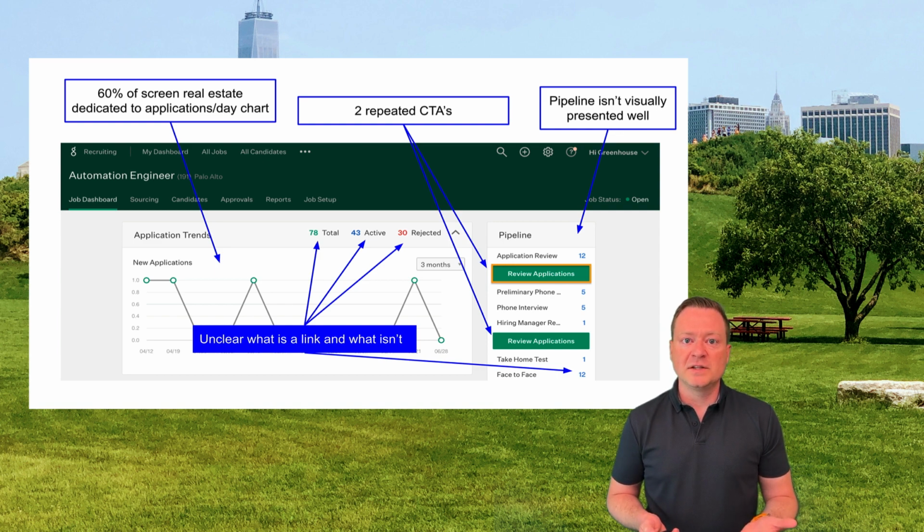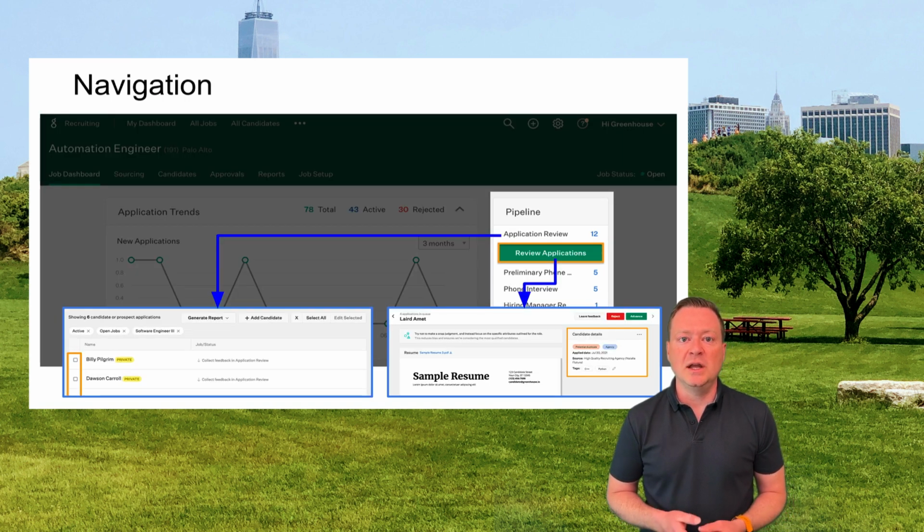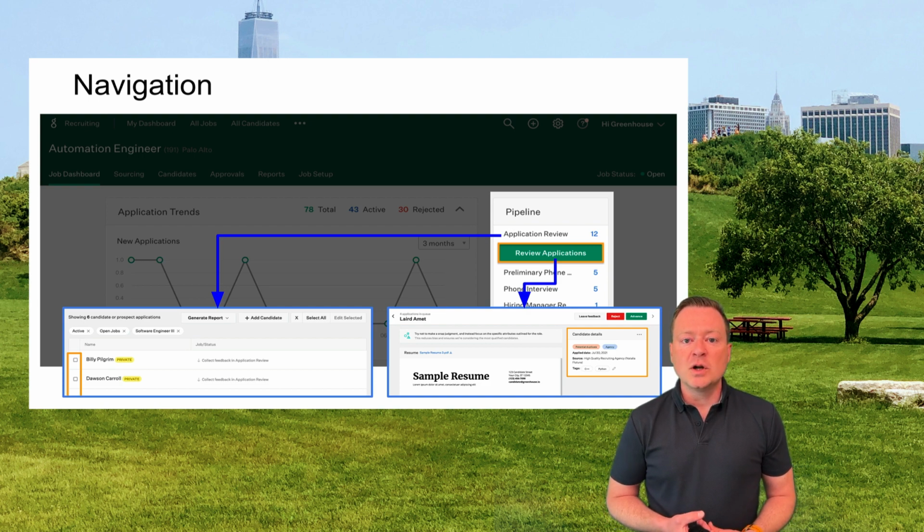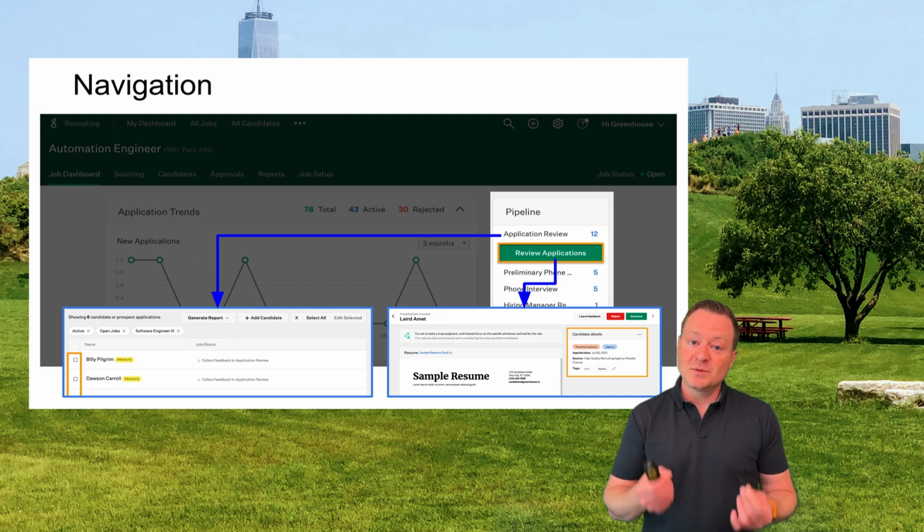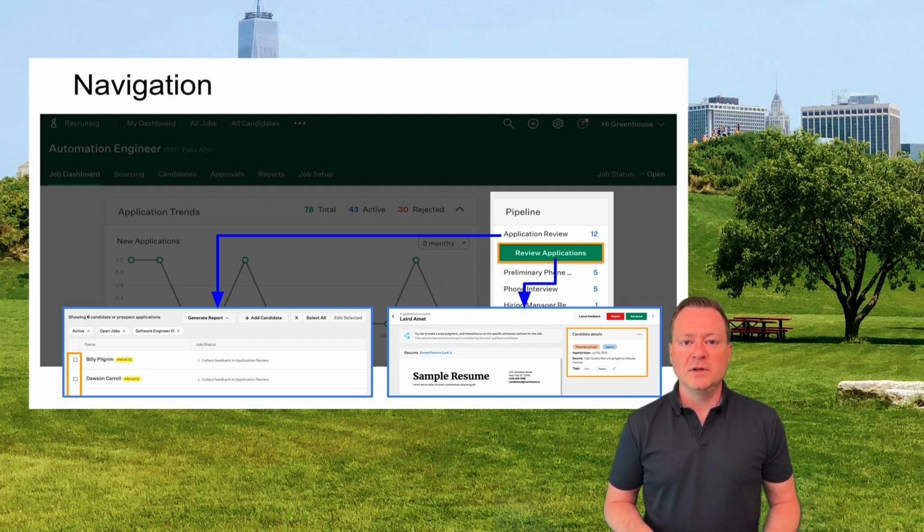And the navigation of this, taking a closer look, we talked about 2 CTAs. If you dig in, there's 2 different links with almost the same words, but just flipped. One that's application review and one that's review applications. And the first one goes to a list of applications where you could click through one at a time and go into individual candidates.